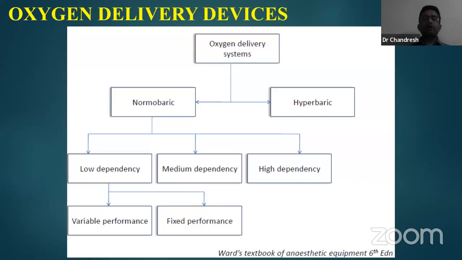There is a term called oxygen delivery systems. If you broadly divide them, they can be divided into normobaric and hyperbaric. Hyperbaric oxygen therapy is nowadays very rarely used, and particularly in carbon monoxide poisoning, such therapy might help. If you think about normobaric oxygen therapy, which we generally practice, you can further divide it, depending on the dependency, into low dependency, medium dependency, or high dependency. If it is a low dependency device, it can be further divided into variable performance and fixed performance.